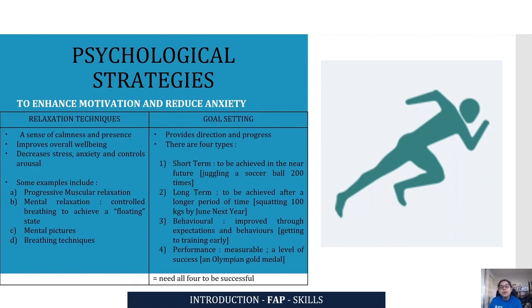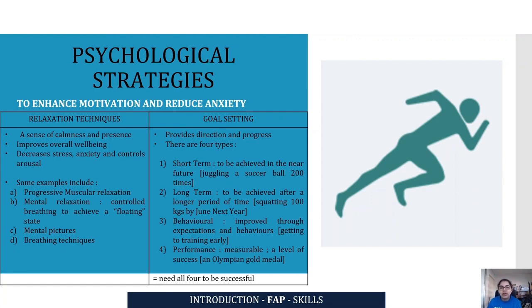Okay, so relaxation techniques. Of course, it's kind of similar, I guess, all of them in some ways, but relaxation techniques is when you want to be calm, you want to be present. We are focused on improving the overall well-being of the athlete. We want to decrease stress, anxiety, and also control arousal. Some examples include progressive muscular relaxation, mental relaxation, and controlled breathing to achieve that floating state, mental pictures, and also breathing techniques. Goal setting, on the other hand, provides direction and progress.